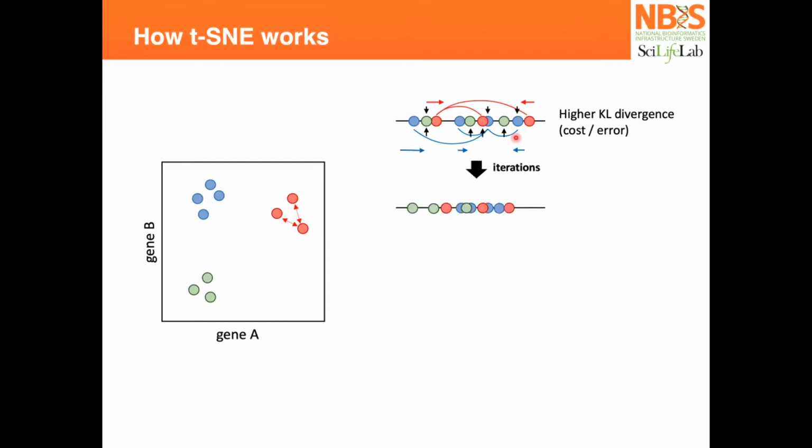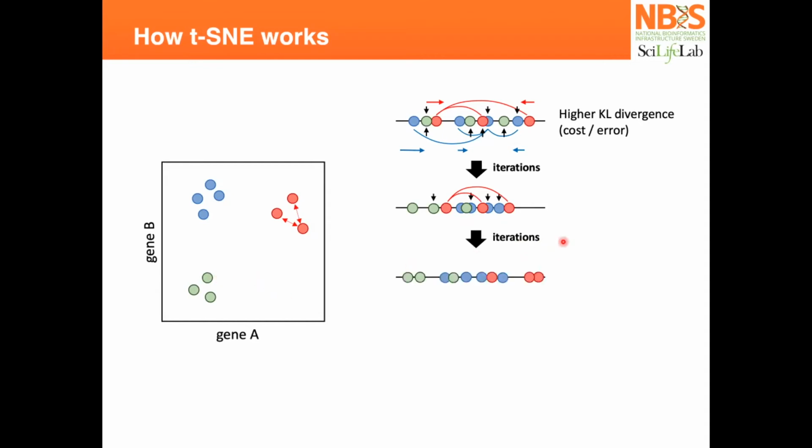And then after some iterations, we get to another position, for example, where the red ones are still far apart compared to the original data. The same thing goes with the blue ones. They are still kind of close together, but not really. The green ones are also still far apart compared to the original data.